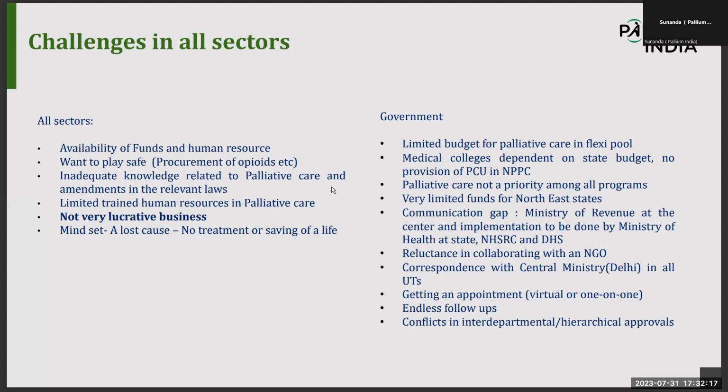In many cases they do not feel safe, so they do not want to take the responsibility of the opioids, so they do not procure or do not go for the license. Then there is inadequate knowledge related to palliative care and amendments. I was talking about all the awareness, why awareness is important. So this is the reason. And then there are very limited human resources who are trained in palliative care. Be it the doctors or the nurses or anyone, a lot of training is required again.